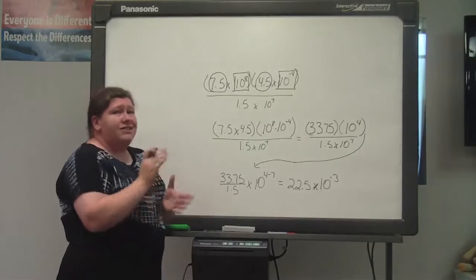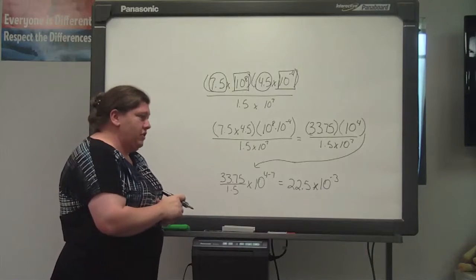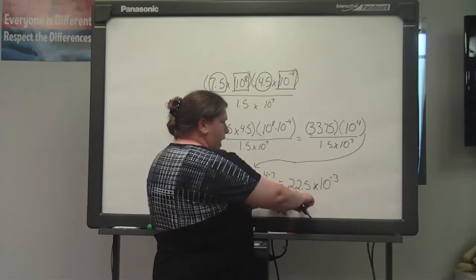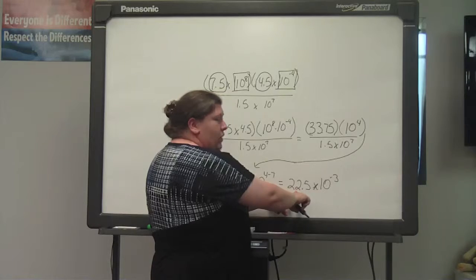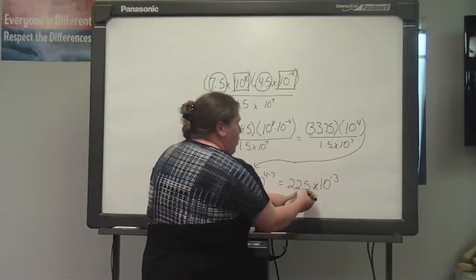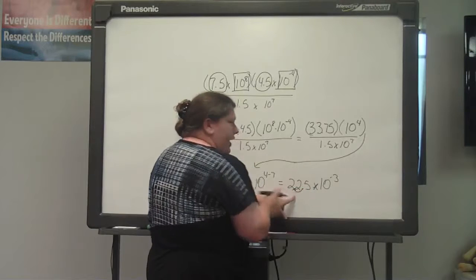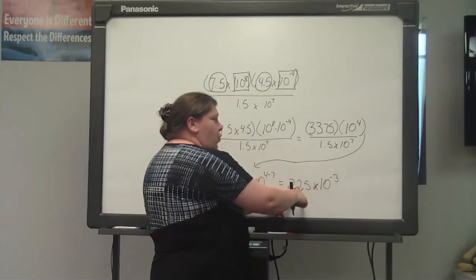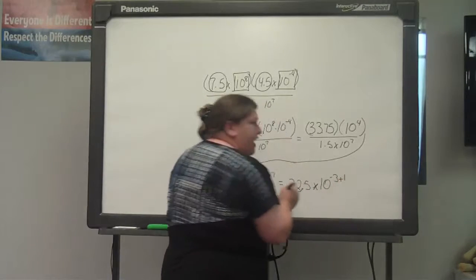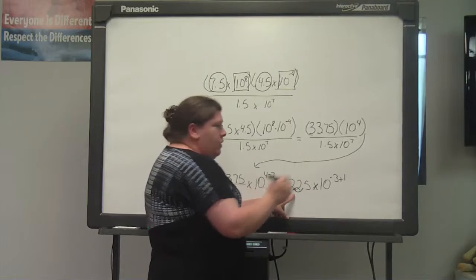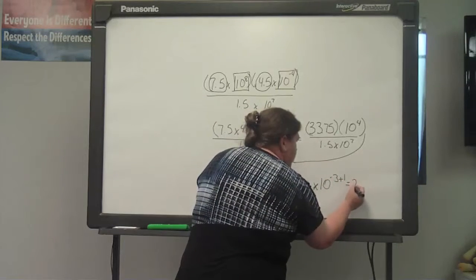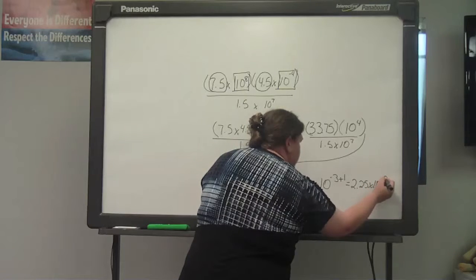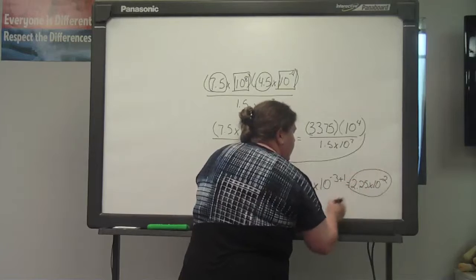All right, but we're not done, because scientific notation means that you have one digit, then a decimal, and right now we have 2. So in order for us to get to one digit, we move the decimal left 1, but because we moved it to the left 1, we have to add one exponent. Therefore, our answer is 2.25 times 10 to the negative 2. And this is your answer.